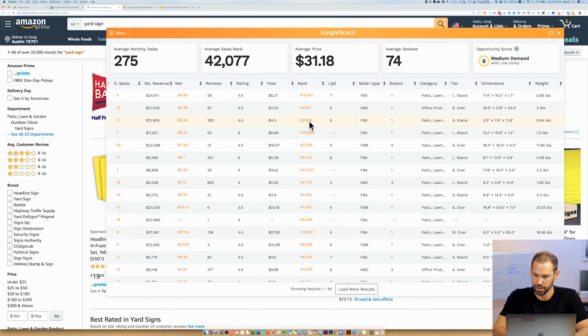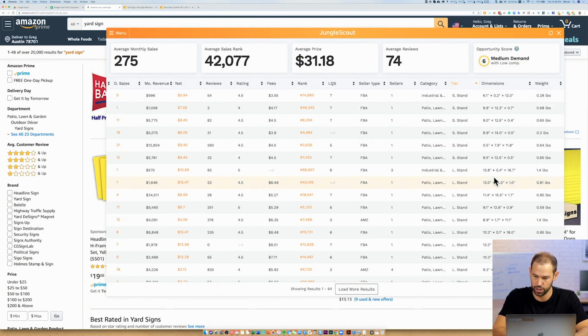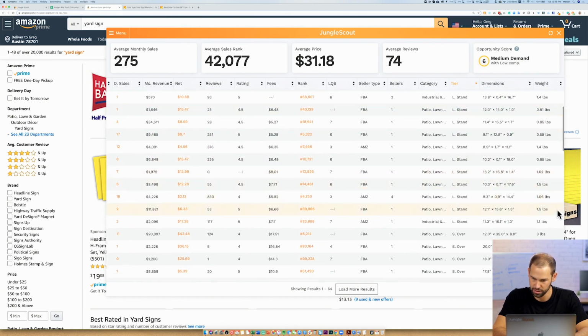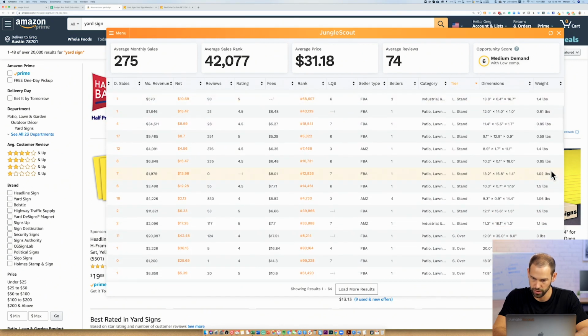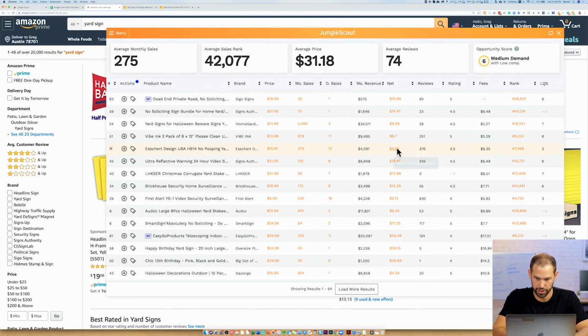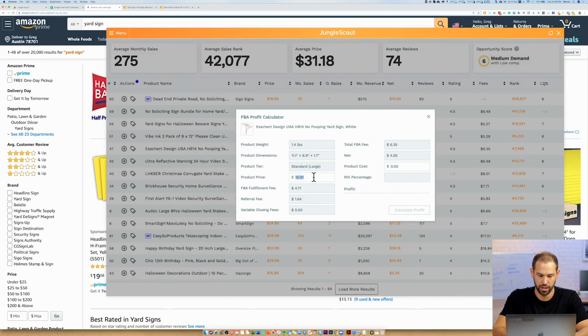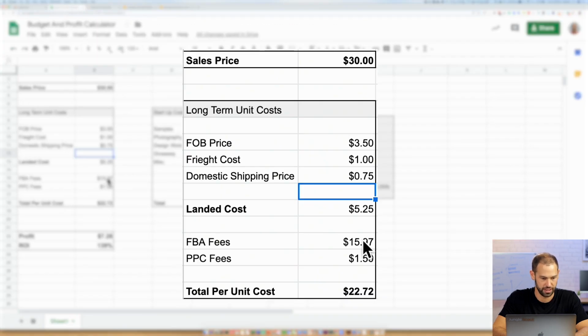FBA fees. So it's standard size, but it's a little bit heavier. Let's see if we could find one that is large standard, but weighs closer to 3 pounds. I don't see any. This one's a little bit closer. But what we can do is take this and round up a little bit. So we said it'd be around $18.99. That means our FBA fees would be $7.03. So let's just round up to $7.50.